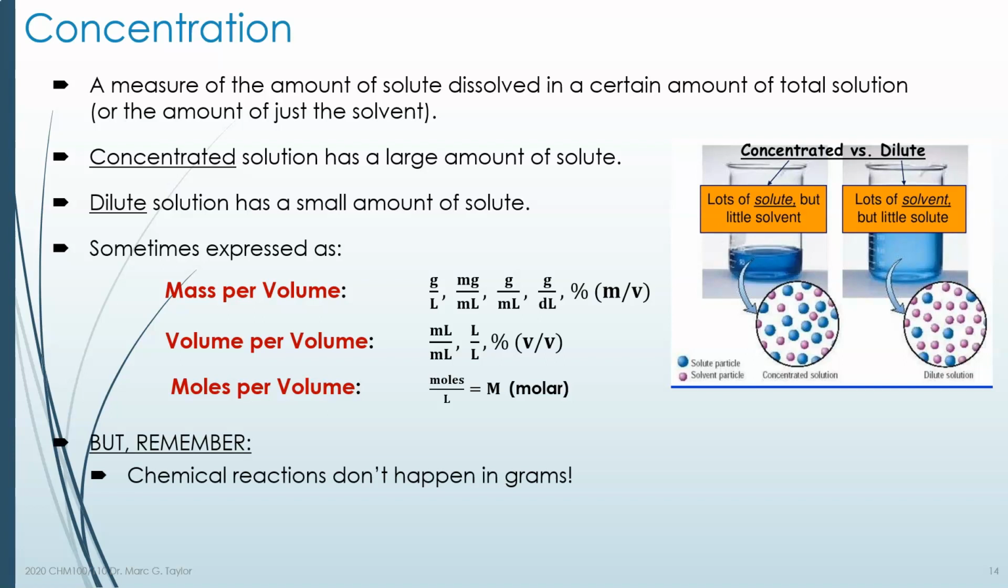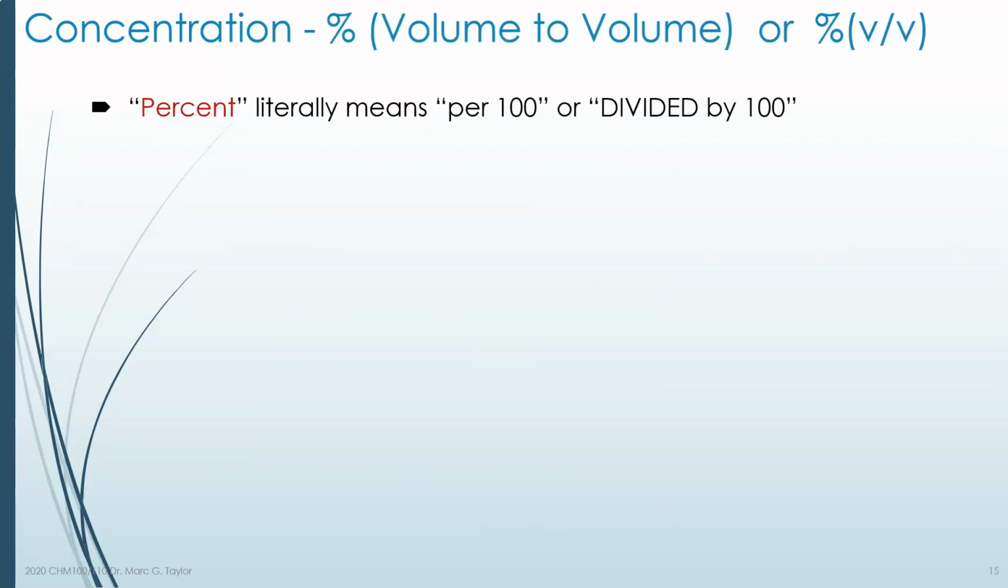Now remember, since chemical reactions don't happen in grams, they don't happen in mils, they don't happen in liters, chemical reactions happen in moles. They happen in the number of particles interacting with a number of particles. And this is why chemists strongly prefer to use the molar unit of concentration, moles of solute per liter of solution. So let's look at some of these concentration units.